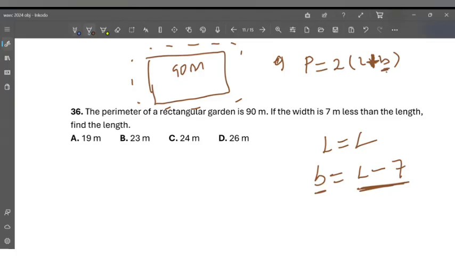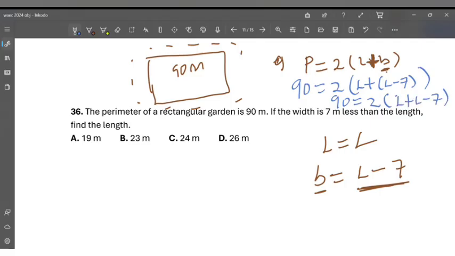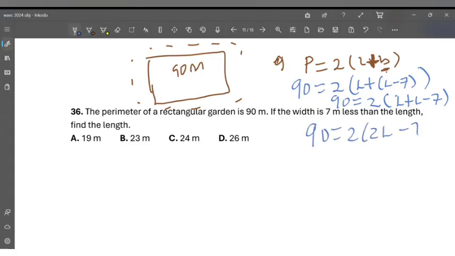So perimeter, which I was given in the question as 90, is equal to 2 into length plus length minus breadth, which is now length minus 7 meters. All right, so 90 is equal to 2 into, if I open this bracket, I have length plus length minus 7. Solving further, I have that 90 is equal to 2 into 2 length minus 7.